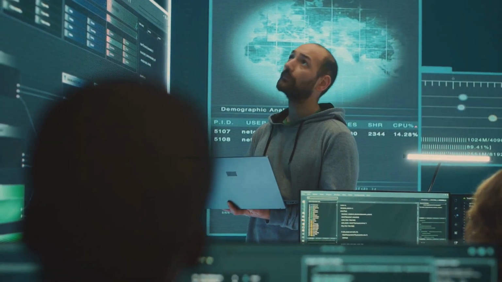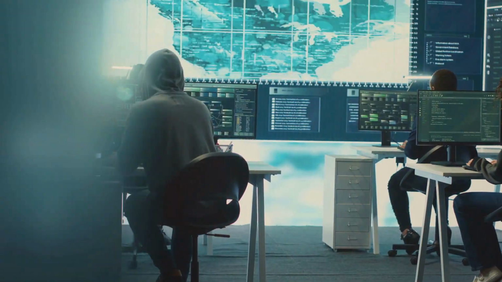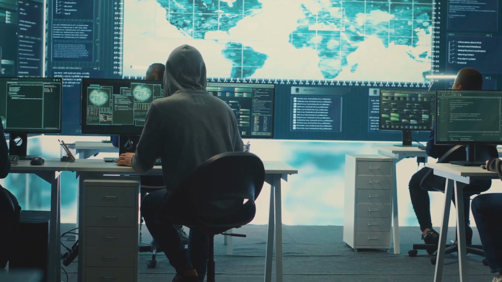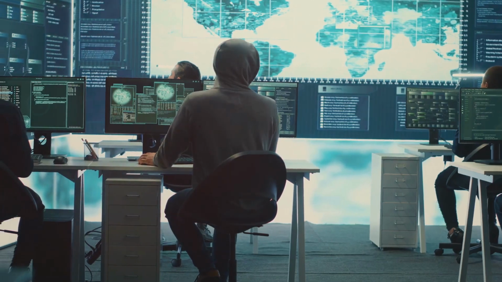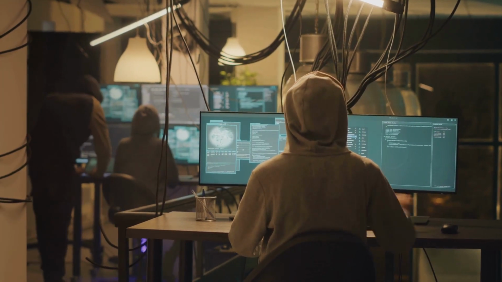Intrusion prevention systems, or IPS. These are more intelligent than firewalls. They analyze network traffic for malicious activity, looking for patterns that match known attack signatures. IPS can block attacks that traditional firewalls miss.